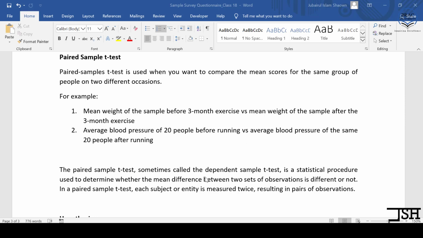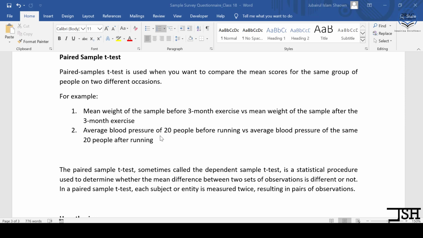I know this is really boring, so you don't have to memorize it, but I'm sure you know the concept by now very well. But just take a look at the last wordings here. Each subject or entity is measured twice, resulting in pairs of observation. And that is why this method is called paired sample t-test, because we are collecting data from each person twice. So there is a pair of data or pair of averages for the same person or for each individual. So that is why it's called paired sample t-test again.